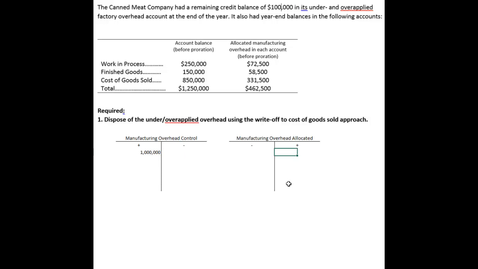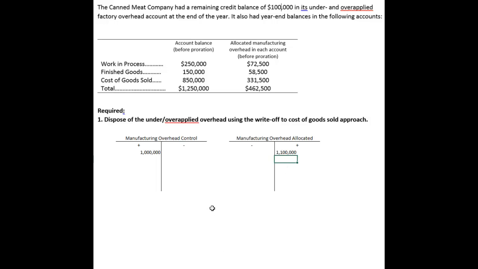And all along, as we've been creating and producing jobs throughout our manufacturing process, we've been allocating overhead as they work their way through work in process. And so what we've done is we have allocated something like $1,100,000 based on the rates we've used. And so when you combine those two accounts together, what you'll notice is you have a net credit balance of $100,000 because you have 1.1 million over here.